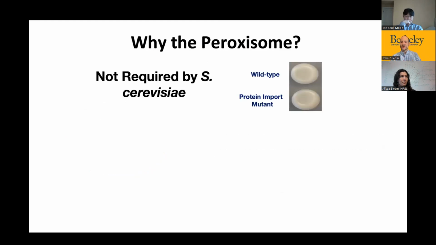So why choose the peroxisome to make this synthetic organelle? It's obviously ambitious to try to make a synthetic organelle, so we wanted to start with the best platform possible. And after looking around, there's several choices that could be made, but we chose the peroxisome for a number of advantages that it relates. The chief one is that the peroxisome is not required by a yeast cell for viability.